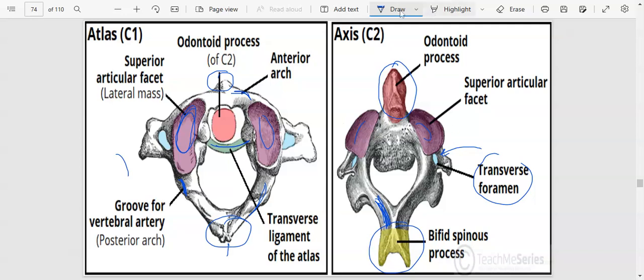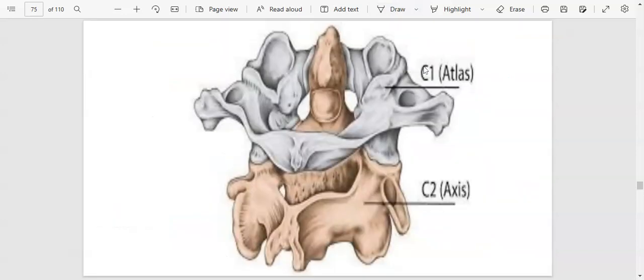Okay, so this is on the atlas and the axis. So this is how they get to articulate. So C2 is going to join with C1. So you can see these are the articular points that we are mentioning where these two get to meet. Okay, that's where they get to articulate. So this is it for this one.